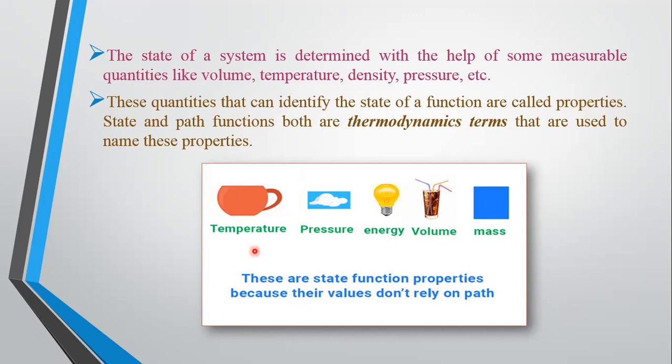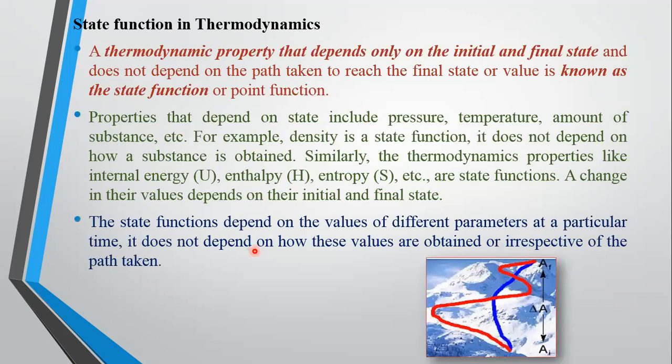If any change in the value of these properties brings a change in the state of a system, then these quantities are said to be state functions or thermodynamic variables or state variables. First we will talk specifically about state functions in thermodynamics. A thermodynamic property that depends only on the initial and the final state and does not depend on the path taken to reach the final state or value is known as a state function or point function.